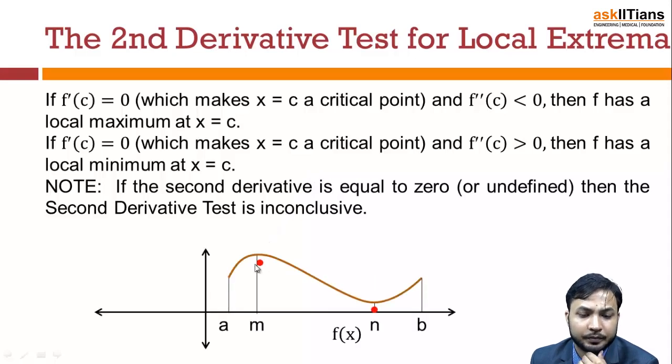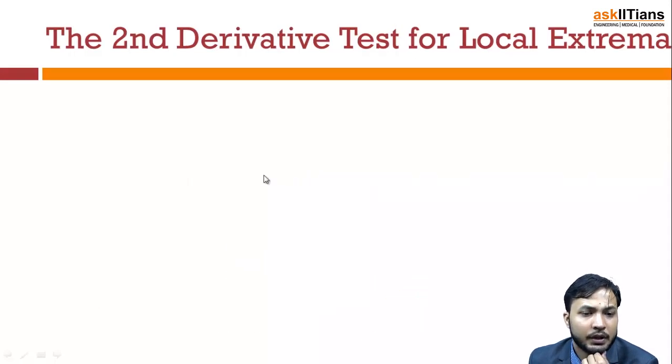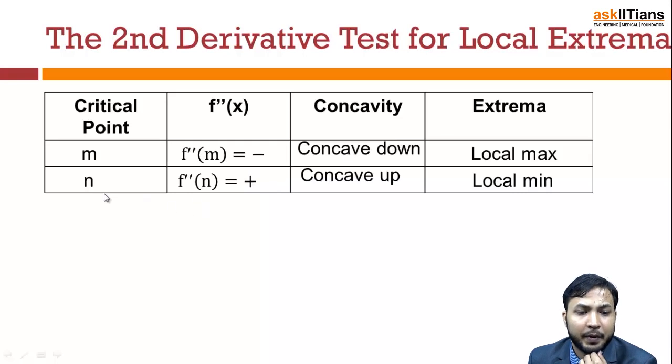Now, based on that I have this table. If my second derivative is negative, the concavity is concave down and it gives me local maxima. If the second derivative is positive, it is concave upwards and I get my local minima.